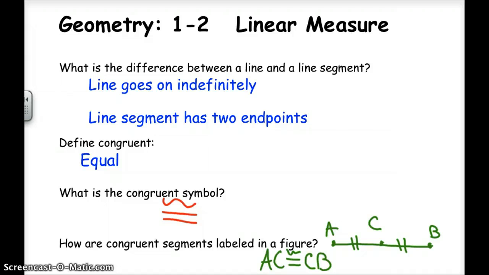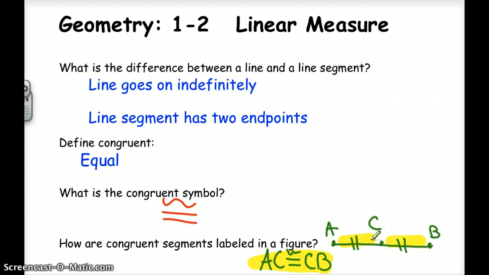And then we talked about how congruent segments are labeled in a figure. So I have my AC here and my CB being congruent or equal, and so I have both of them with the same number of markings on them. And then I wrote AC congruent to CB here. So all of this right now is a review.